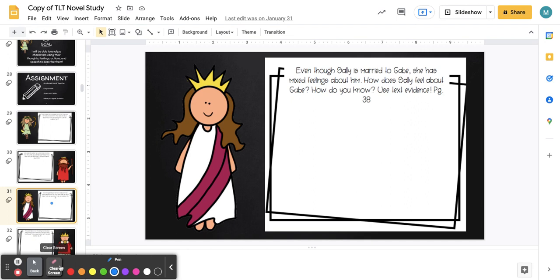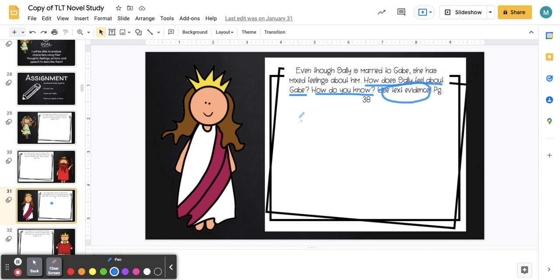Okay, so let's dig into this next question here. Even though Sally is married to Gabe, she's got mixed feelings about him. What that means is, just because she's married to him, she's not in love with him. Okay, so I want you to make an inference here. How does Sally feel about Gabe? And then how do you know? Okay, this is kind of going to be that text evidence piece.